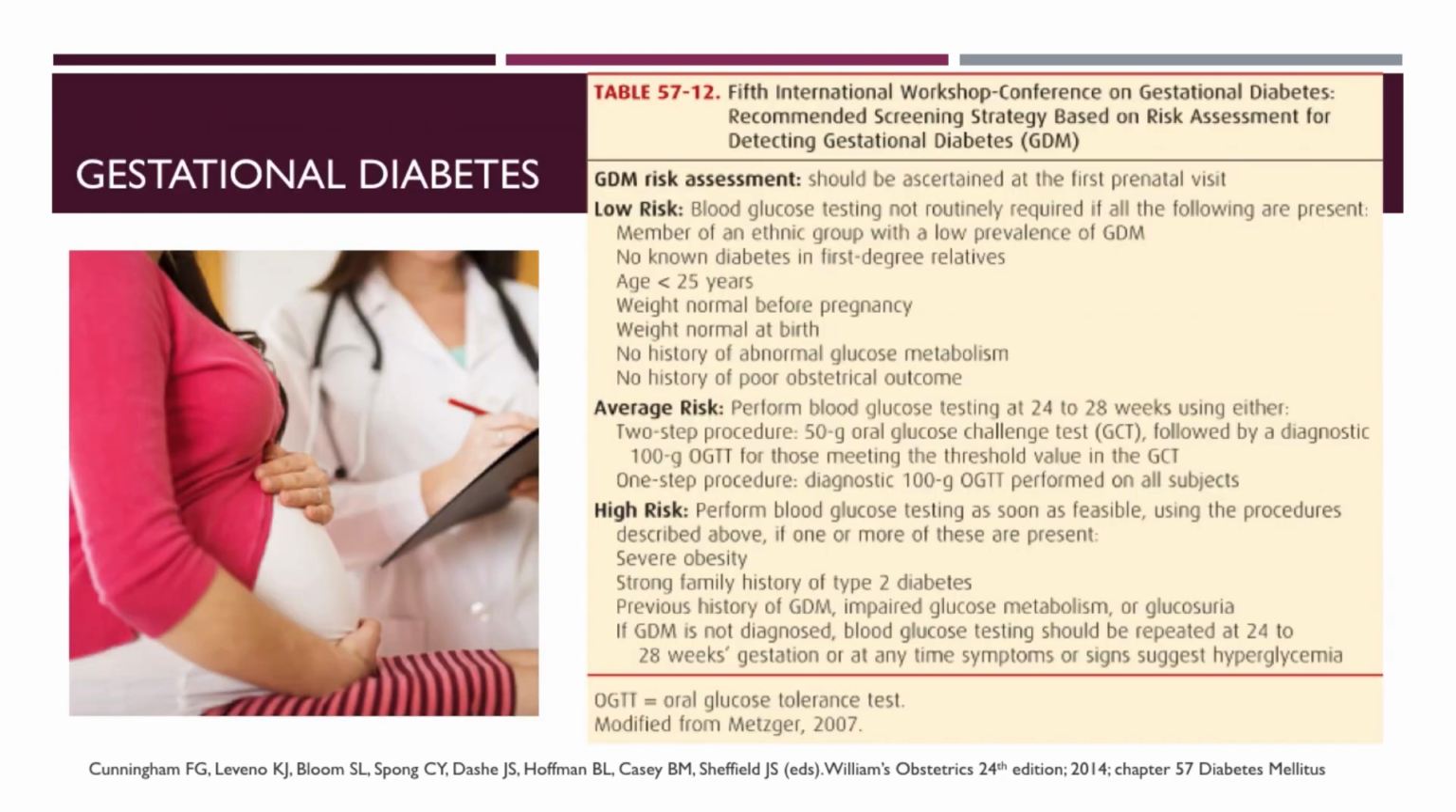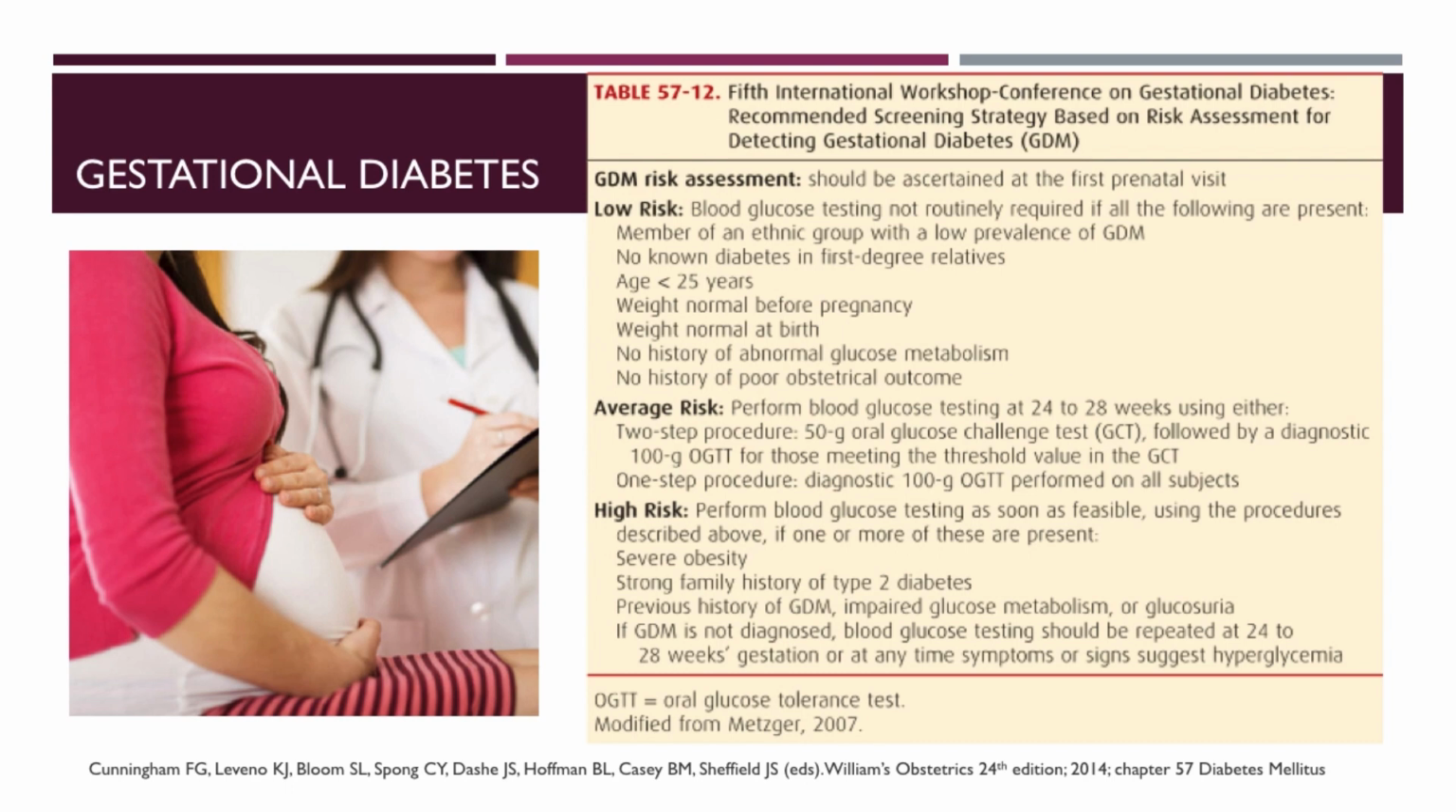So this table shows us the recommended screening strategy based on risk assessment for detecting GDM. GDM risk assessment should be ascertained at the first prenatal visit. We label our patients as low risk if this patient is a member of an ethnic group with a low prevalence of GDM, there's no known diabetes in the first degree relatives, the age is less than 25 years old, the weight is normal before pregnancy, the weight is normal at birth, there's no history of abnormal glucose metabolism, and there's no history of poor obstetrical outcome. Now, for these patients, blood glucose testing is not routinely required.